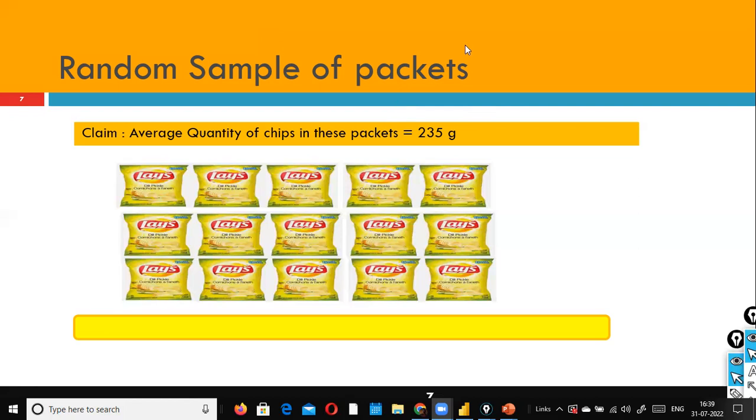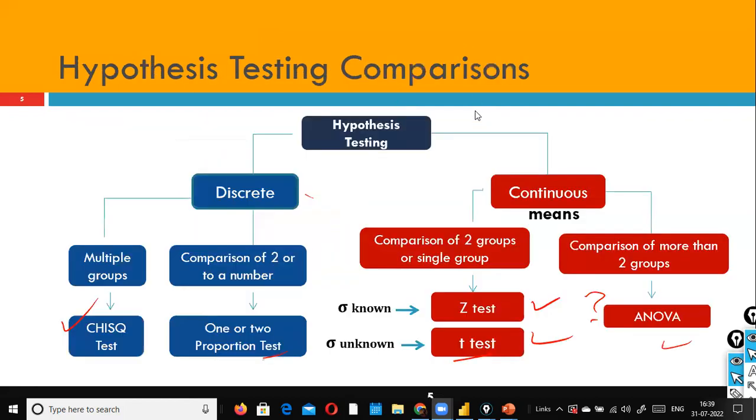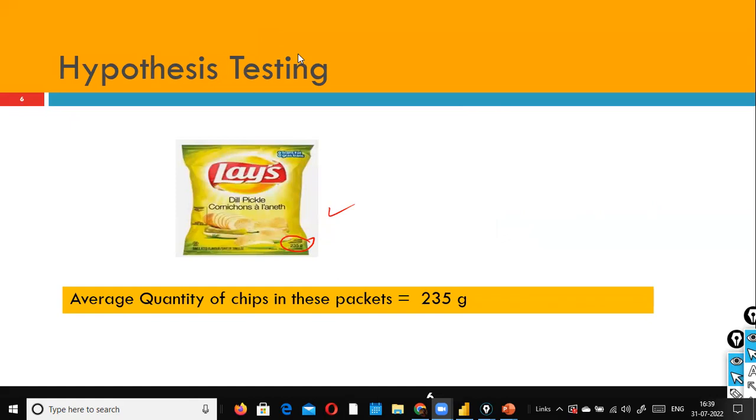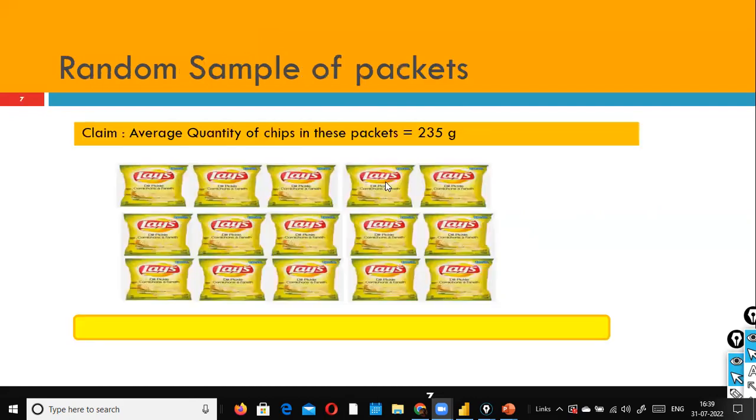Okay. So now what I do is I want to conduct a test to validate whether each packet has 235 gram quantity of the chips in it or not. So I go and collect some samples. I go and buy the chips packets from different shops, and then I unpack all these packets and weigh them. After weighing each packet and taking the average, let's say I get 200 gram.